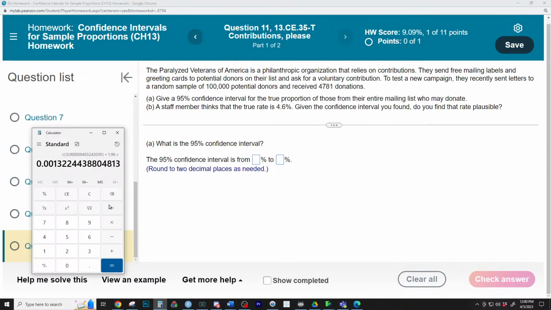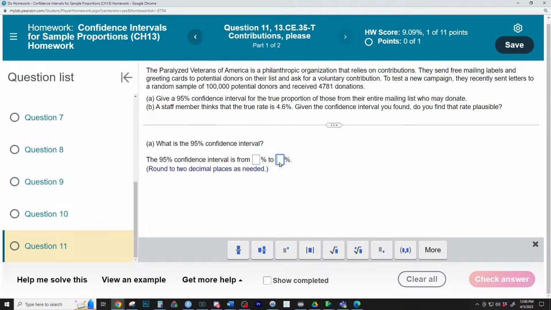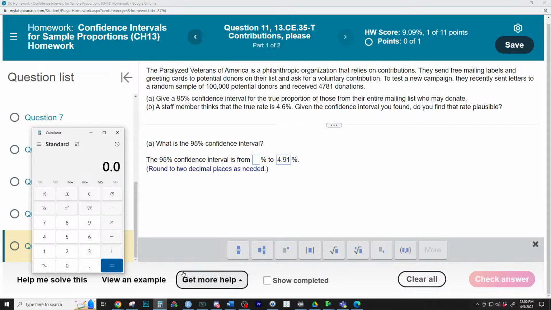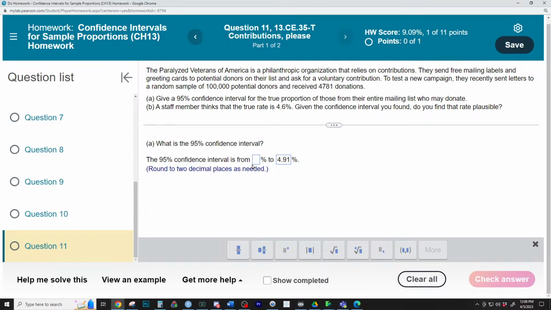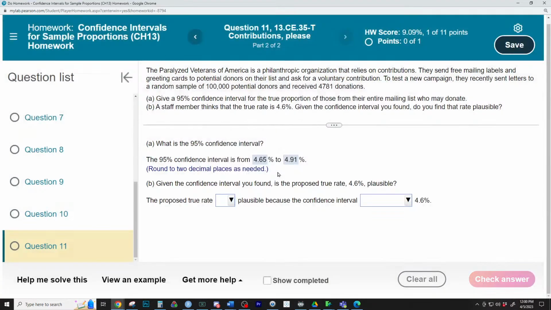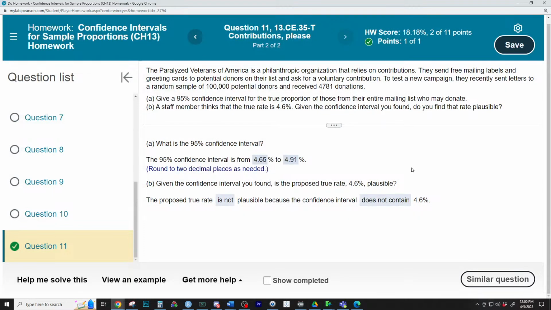1.96 is the z-score. There's that. That's the margin of error. So 0.048781 plus the margin of error is that. So 4.91. And there's the upper portion of the interval, and 0.0481 minus, there's the lower, 4.65, right? Oh my gosh. And that should do it on that. Given the confidence interval, do we think that's plausible? No, that's outside the interval because it's not contained in the interval. And is that it? That's that problem.